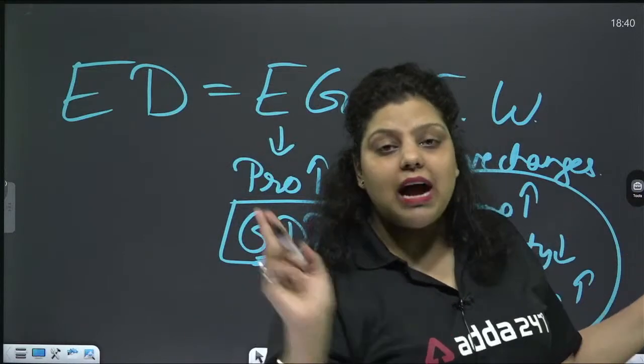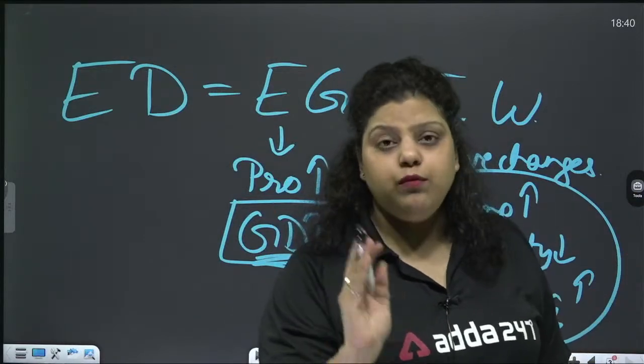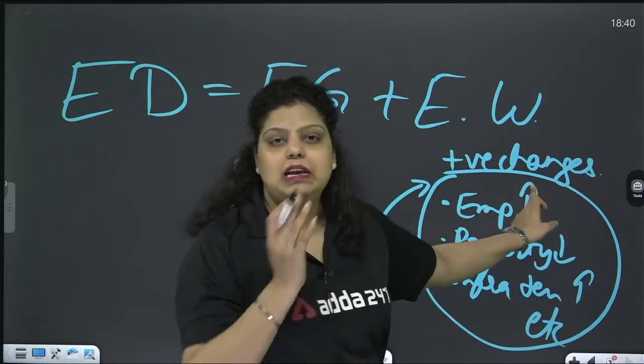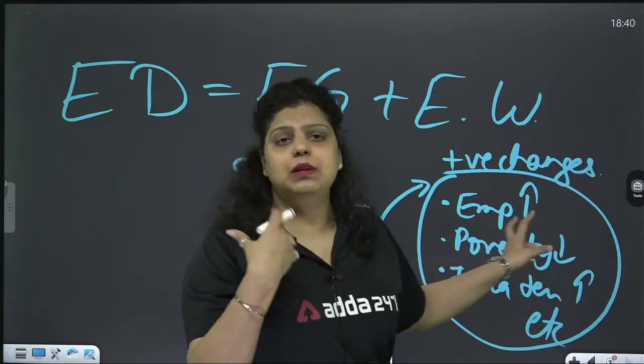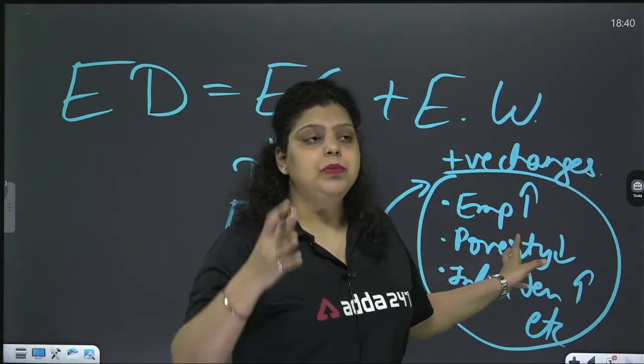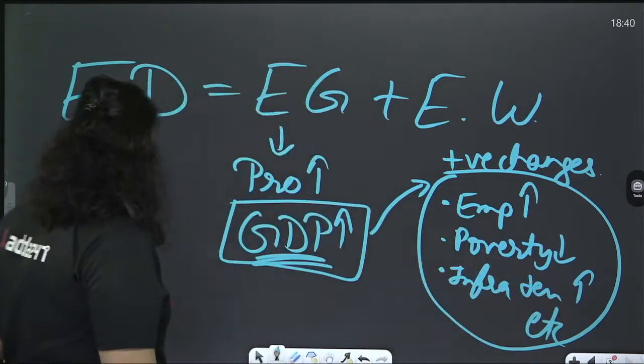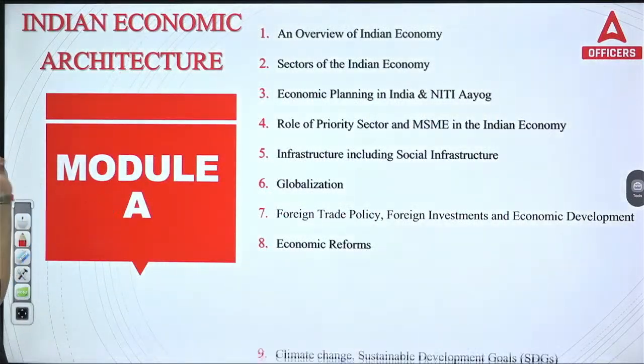Plus, with that particular production, you have to have what? The positive changes in the economy. It can be a high living standard of people. It can be an increase in employment generation. It can be a reduction in poverty. It can be infrastructure development, etc. So that's the economic development. And that we have to cover under the 7th unit.